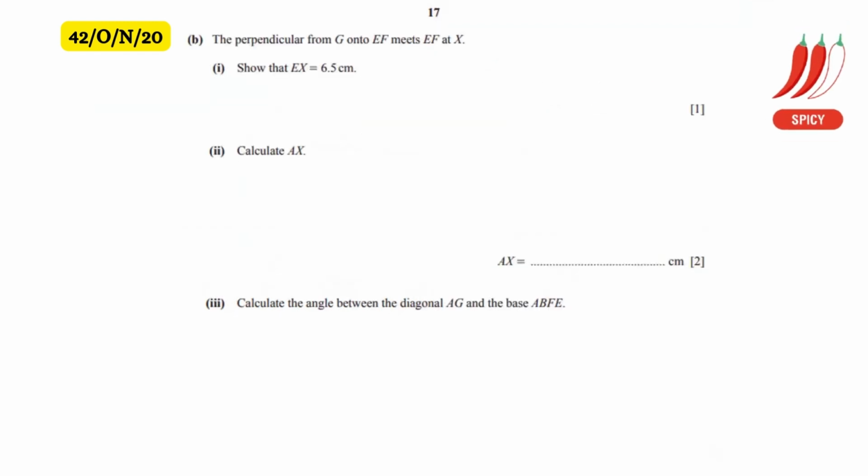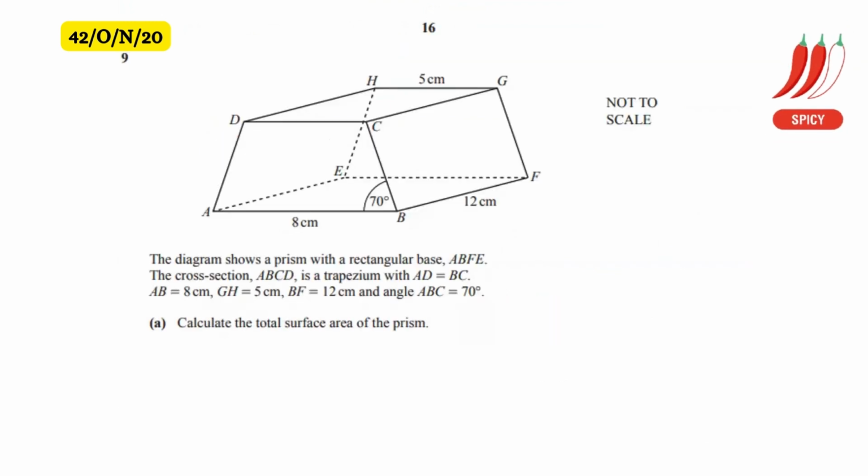Then it says calculate AX. So drawing this back again, this is where X was, and they want us to calculate AX. This is X. So this diagonal is what we need to calculate, but this diagonal is meeting A and X, not A and F. This would still be a right angle triangle because it's a rectangular face. And we know that EX was 6.5.